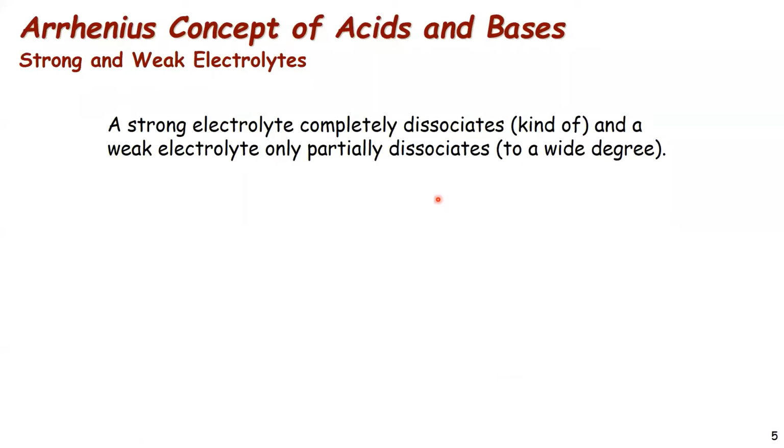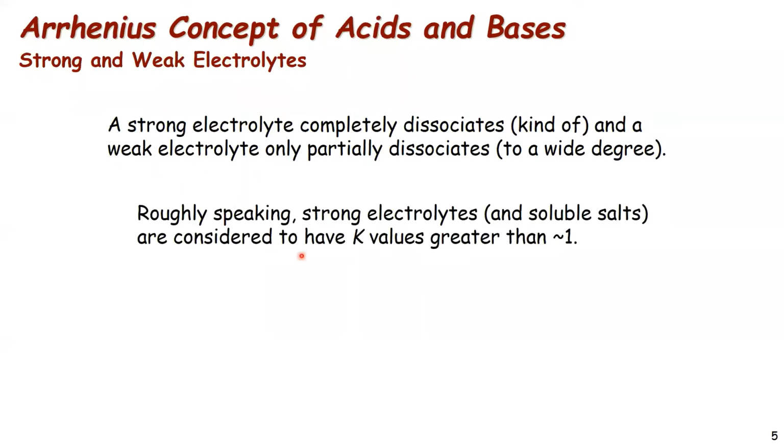Well, the same thing is going to be true with acids and bases. If they fully dissociate, we're going to call them a strong electrolyte. And if they only partially dissociate, we're going to call them weak electrolytes. So roughly speaking, strong electrolytes, which were soluble salts, are considered to simply have an equilibrium constant that's greater than 1, okay? Again, this isn't a steadfast rule. This is just an approximation. Some things we consider soluble might be a little less than 1, but still close to 1, okay?